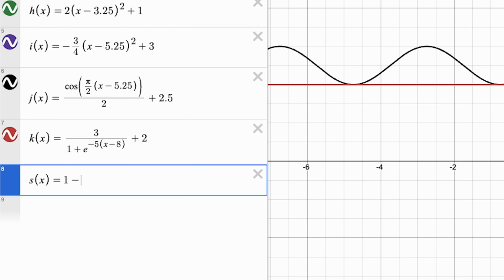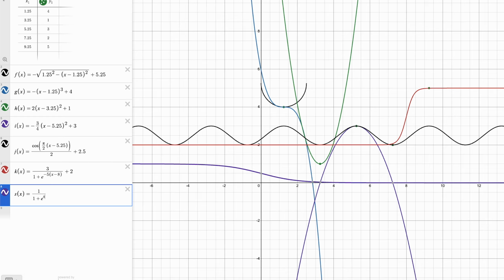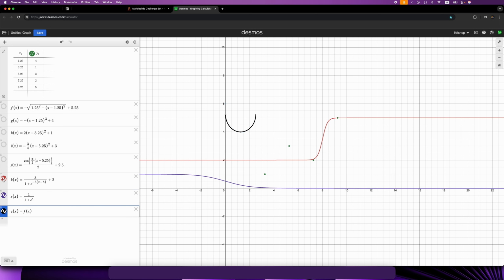I begin by defining a function s of x, which acts as an on-off switch. I use a sigmoid function for this purpose. Next, I define a function c of x, which combines two functions using the switching function. Here is how it works.